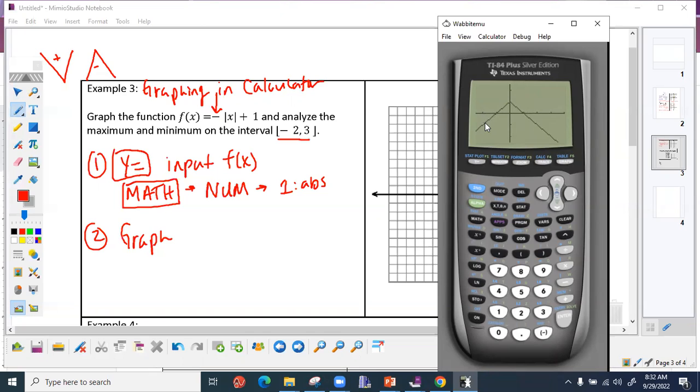So looking here, we can trace the graph. If you press trace, you can go like this and it'll let you trace the graph. So we can see here, if I go over here to -2.